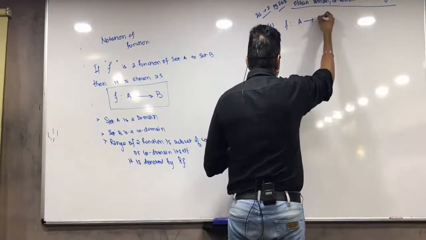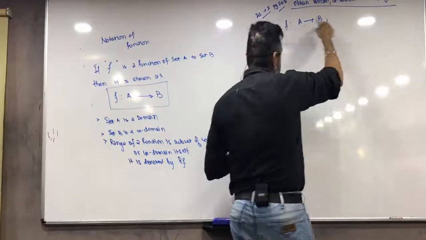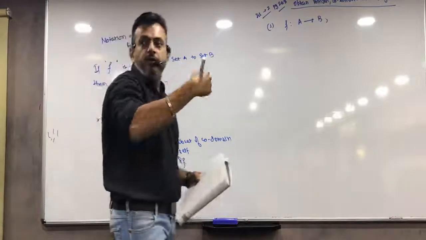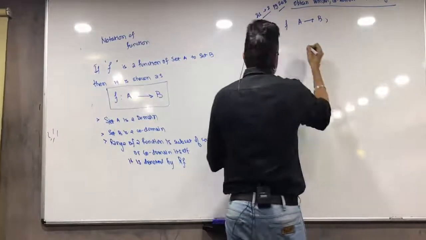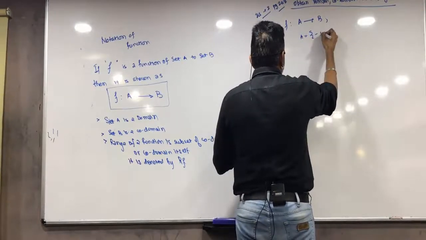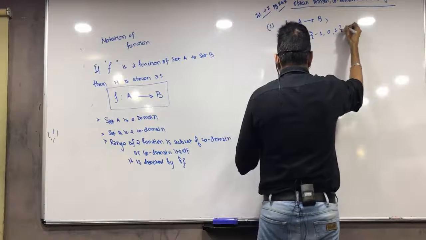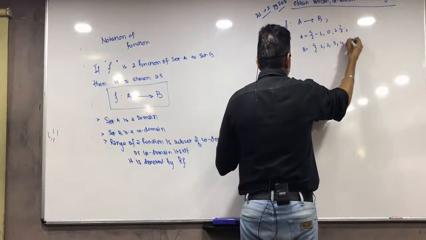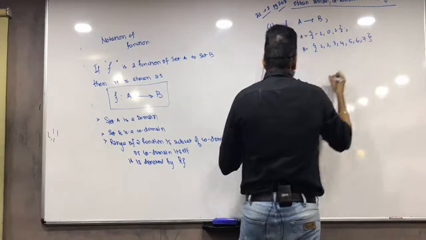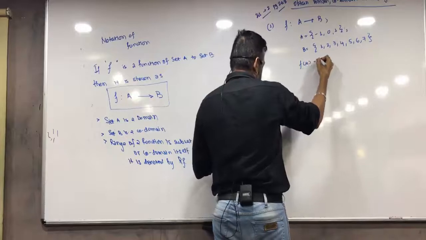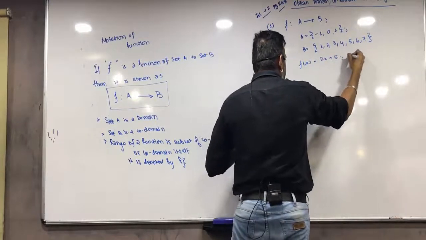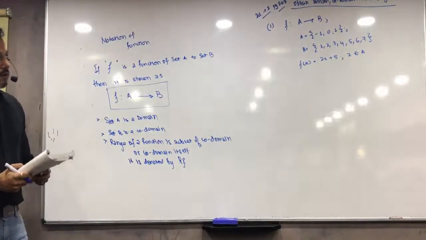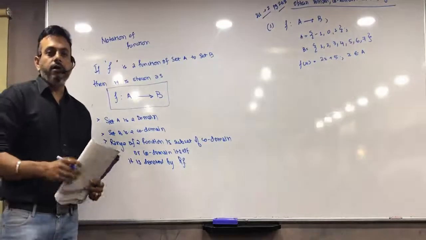Now, first one, function set A to set B. You recite this when you write in your mind, you recite this, that function set A to set B. It will help you. Now, A is equal to -1, 0, 1. And B is equal to 1, 2, 3, 4, 5, 6 and 7. f of x is 2x plus 5, x belongs to A. Now we have to obtain what? We have to obtain domain, codomain and the range.